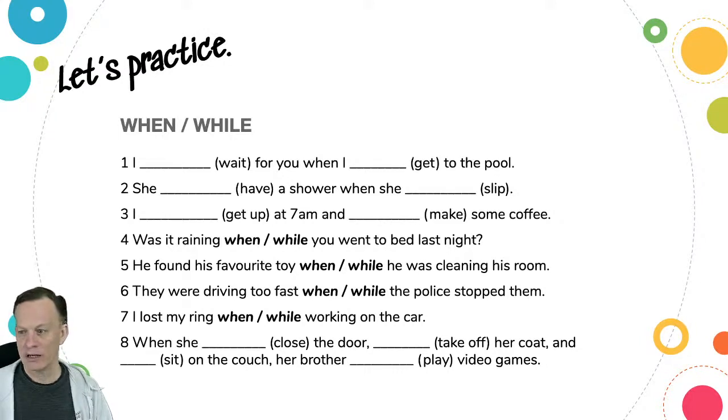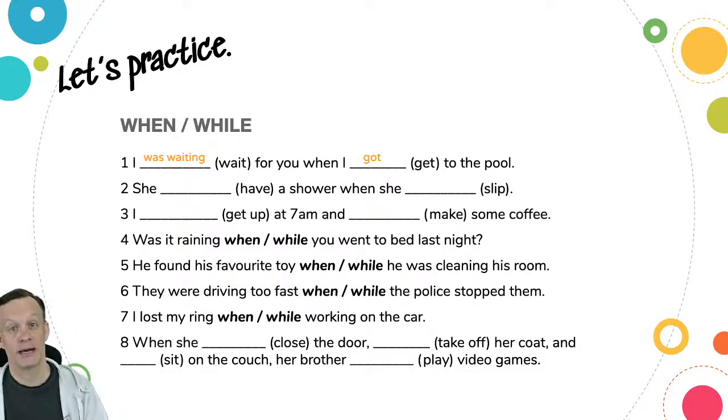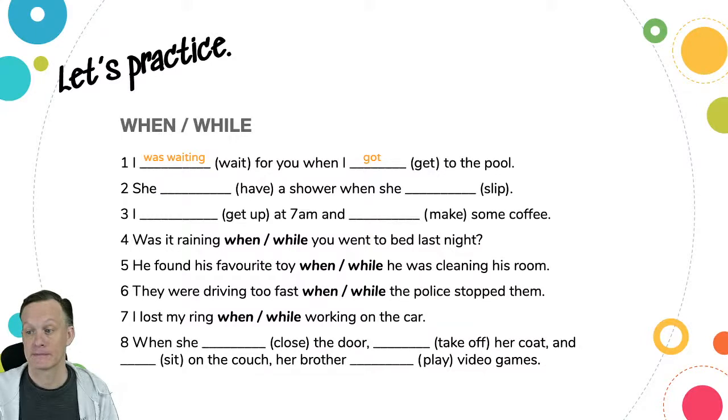Barbara, I was waiting for you when I got to the pool. Spot on, Barbara. Excellent. Yes, I was waiting for you when I got to the pool. So after the when, we use the past simple. Number two.